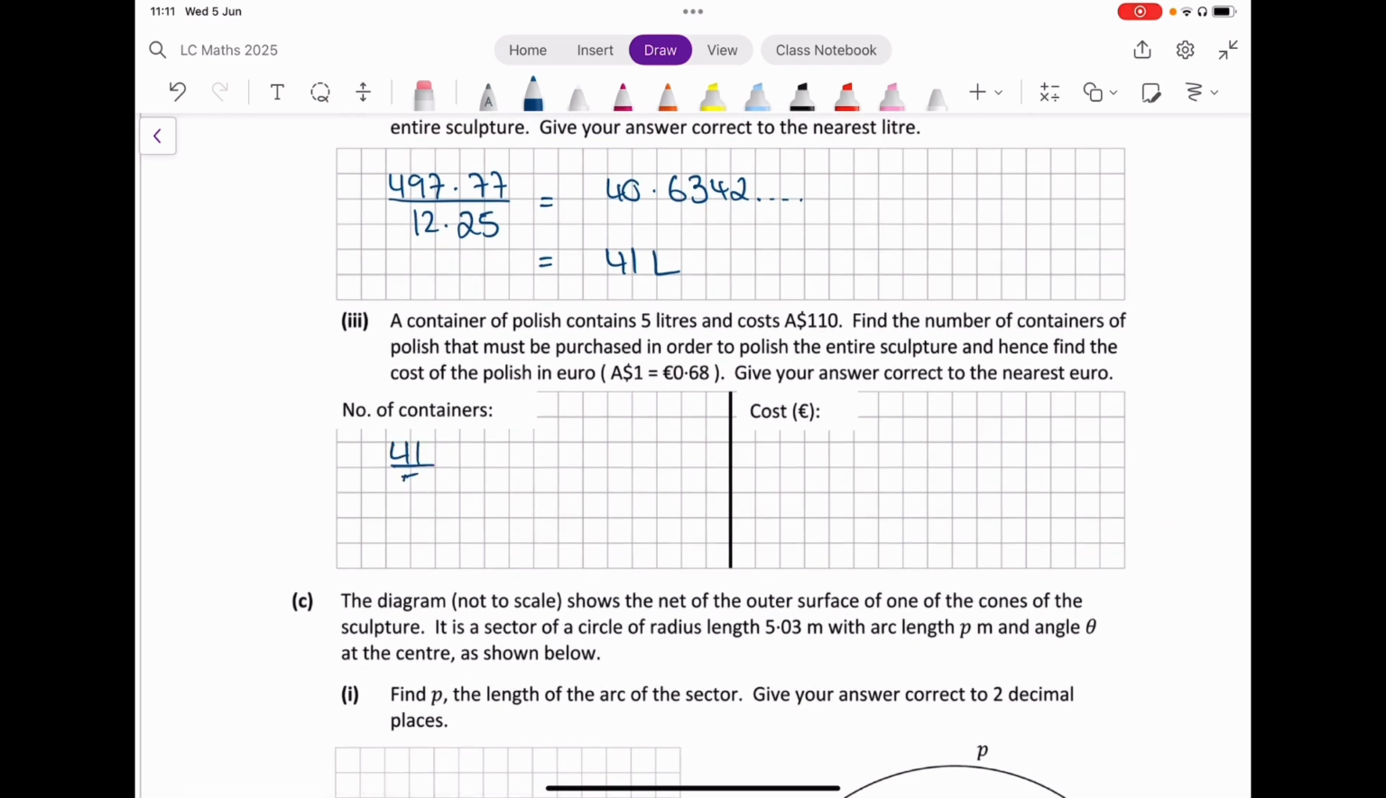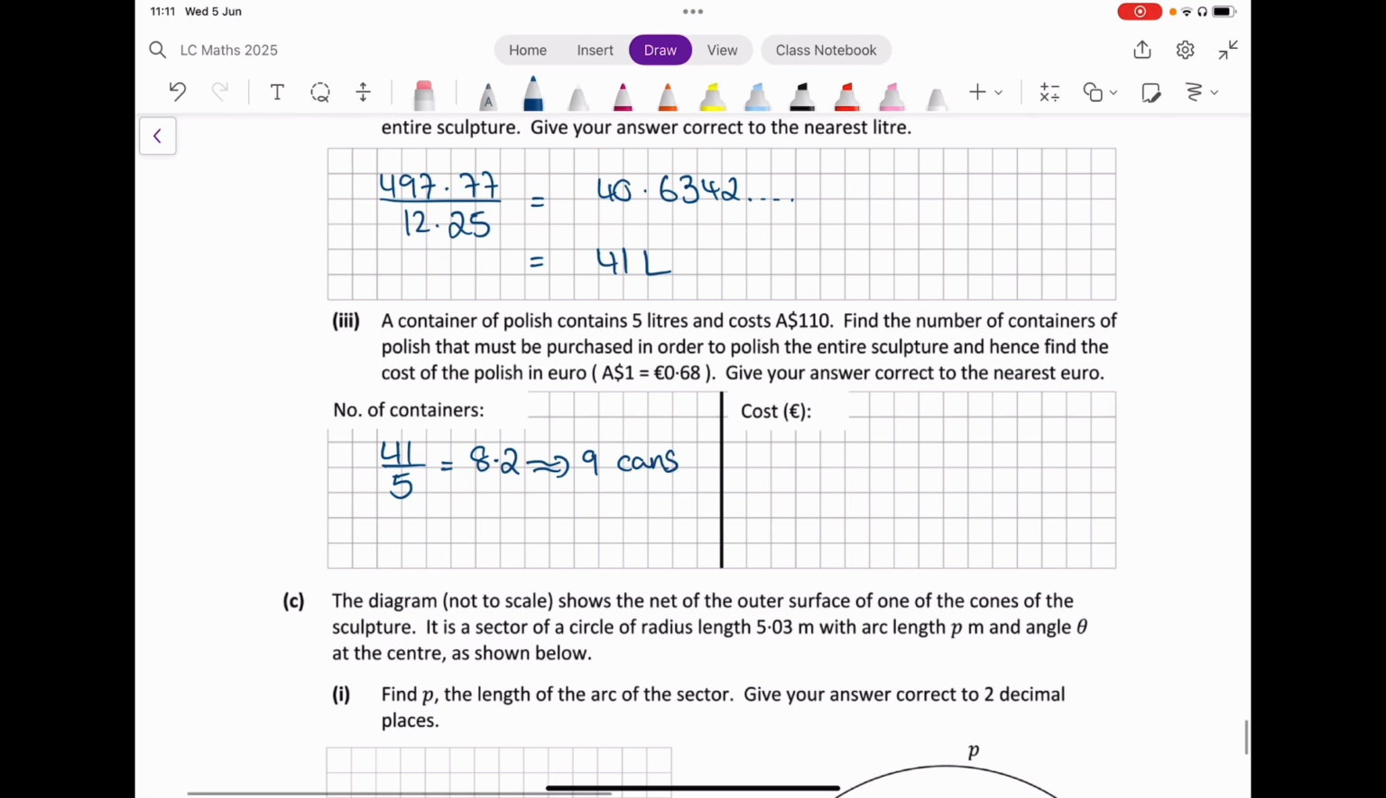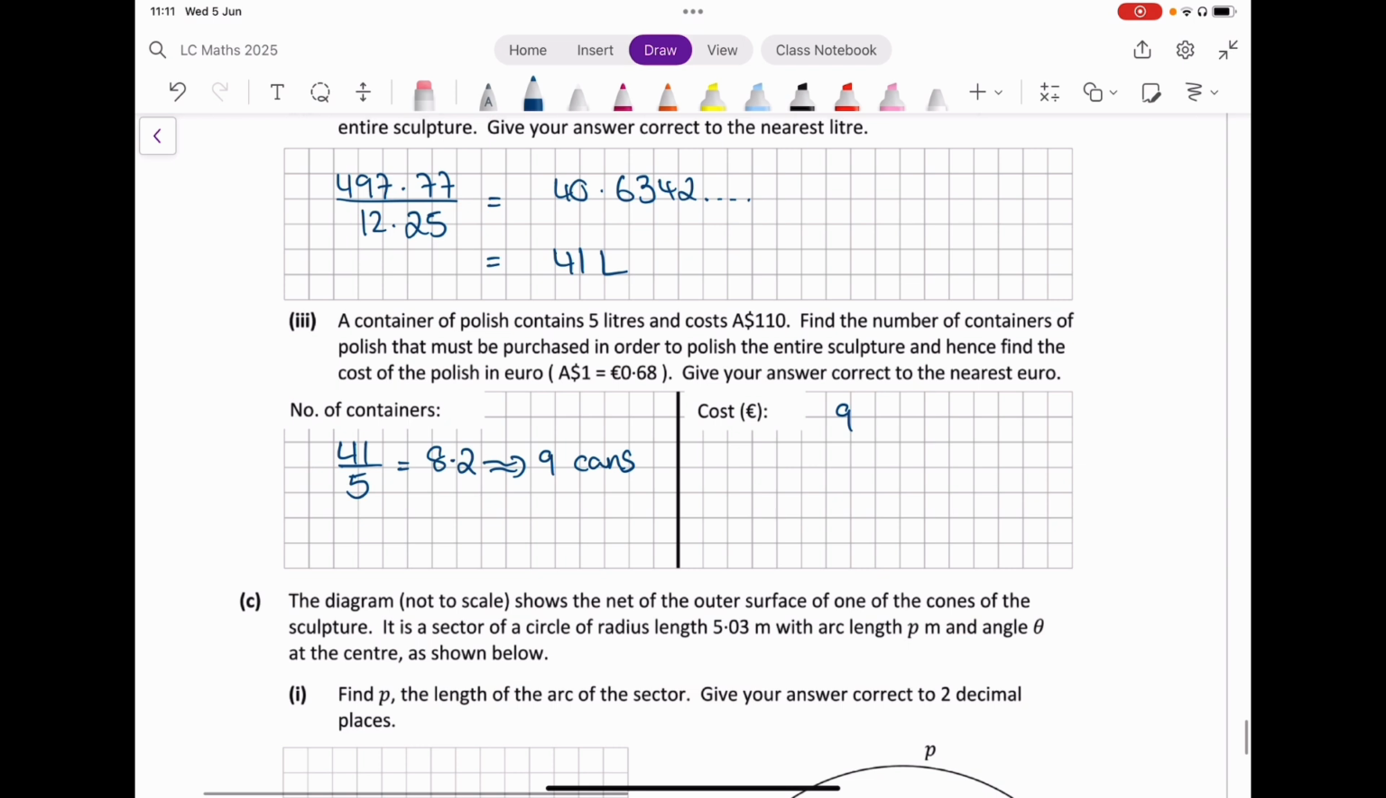And we're going to divide that by 5 because each one has 5 litres. And that will give me 8.2. But because I need 8.2 cans, then I have to get 9 cans. Okay, so I have to get 9 cans. All right, the cost then, so 9 cans multiplied by the 110 Australian dollars gives me 990 Australian dollars.